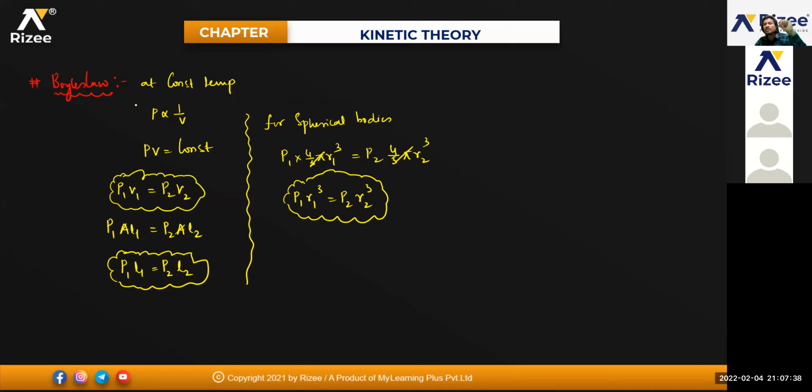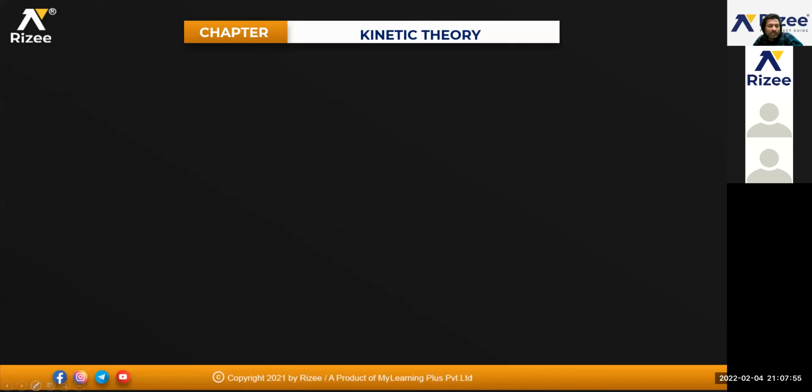So for a given gas, when you're heating the gas at a constant temperature, pressure is inversely proportional to volume. So P1 V1 is equal to P2 V2, or P1 L1 is equal to P2 L2, or P1 R1³ is equal to P2 R2³. The experimental verification of this was done by a scientist.